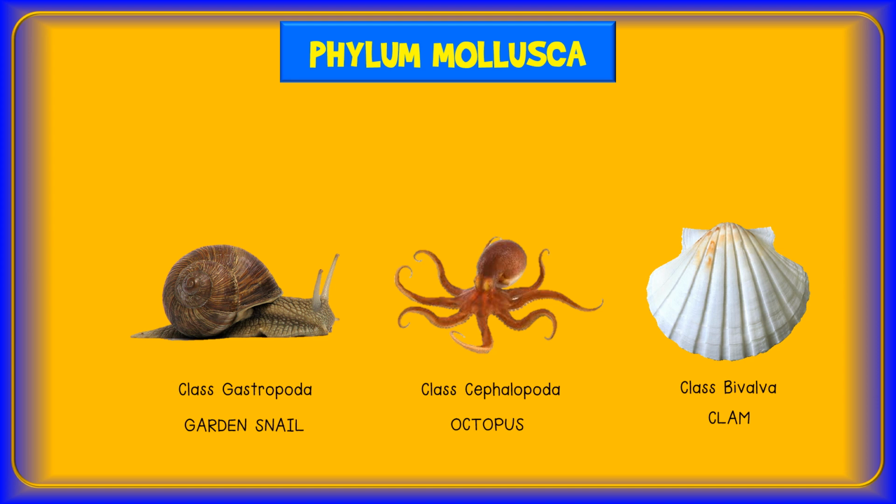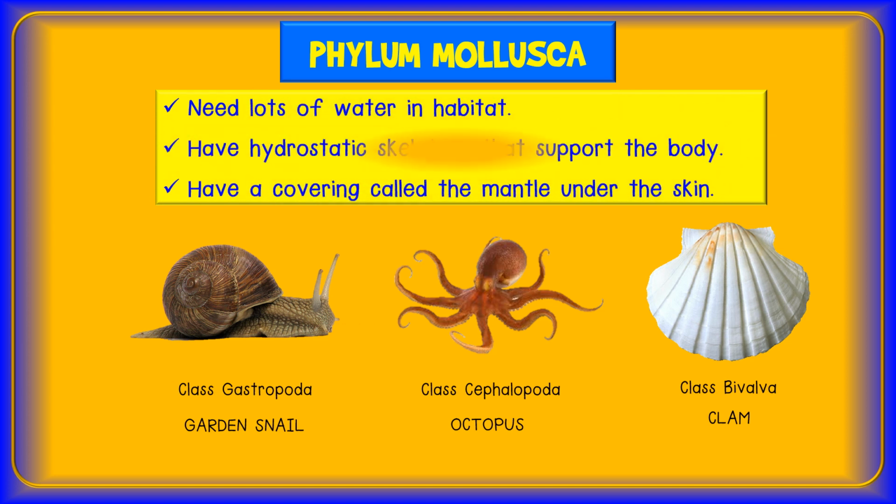We will now consider the phylum Mollusca. Here are some examples of the many types of mollusk animals. Mollusk animals need to live in a very wet habitat. Mollusk animals have a body that is supported by a hydrostatic skeleton. They also have a thick layer of skin called a mantle. There are many classes of mollusks. We will only talk about class Gastropoda.